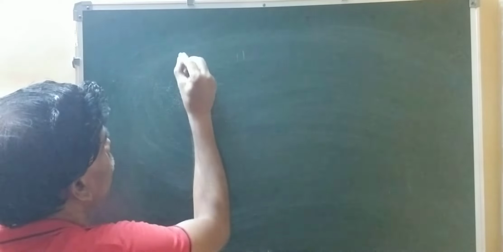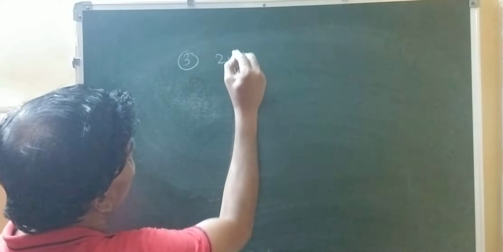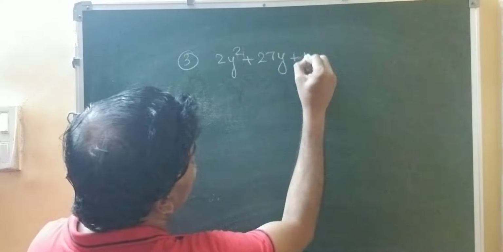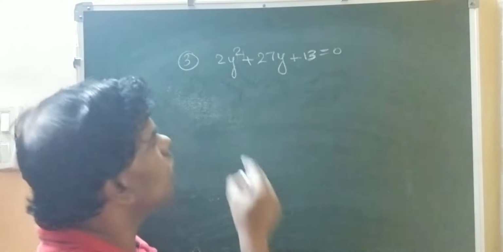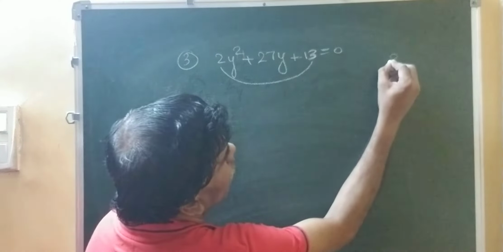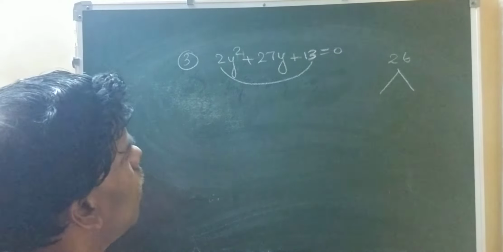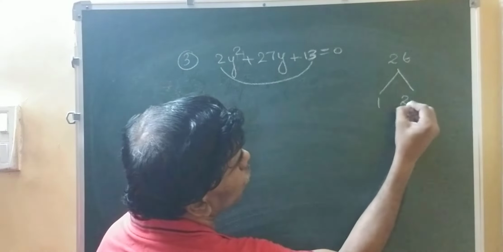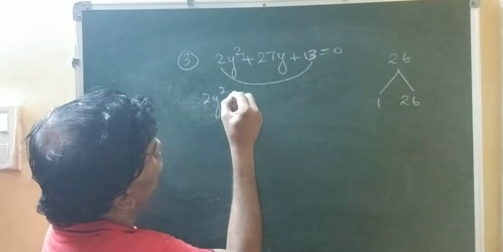Third sum. 2y square plus 27y plus 13 is equal to 0. So here you will have to be very careful, because the coefficient of the y square term is 2. So the product should be 26. You tell me what will happen. But when you add, you should get 27. So 1 into 26.